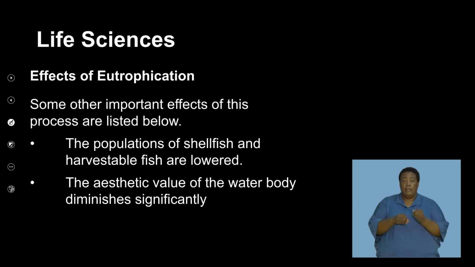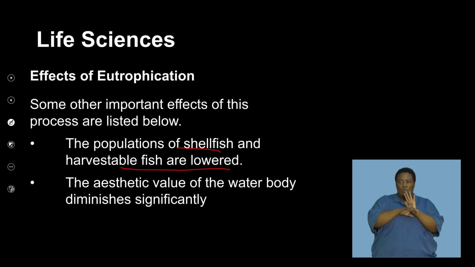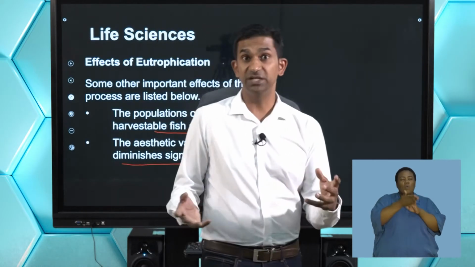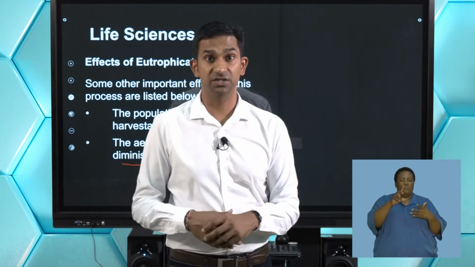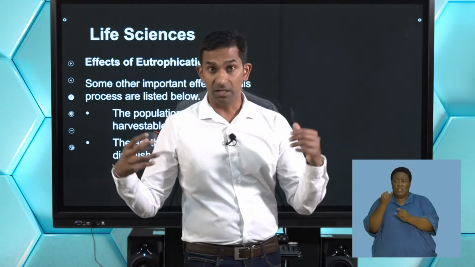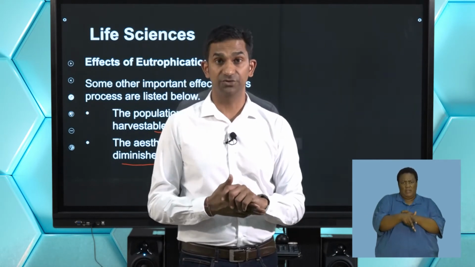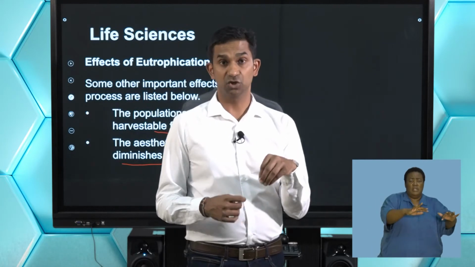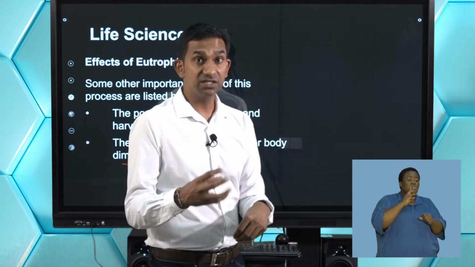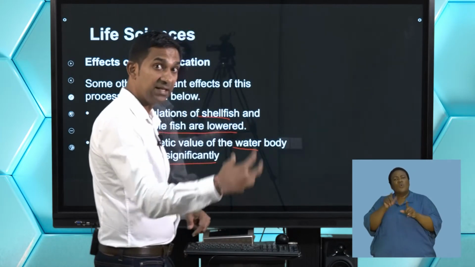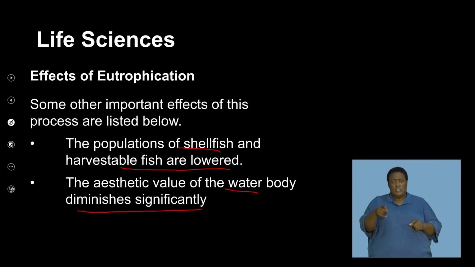Okay, some other important effects would be that the populations of shellfish that we use and harvest for commercial purposes are lowered. The aesthetic value of the water body diminishes significantly, and if you've been to a lake, or if you've been to a dam where you've seen lots of eutrophication, you'll find that industries such as boating and water sports are all affected by these algal growth and eutrophication. So the impact is not just on the water body, but even on industries and the livelihoods of people that inhabit or use these water bodies.